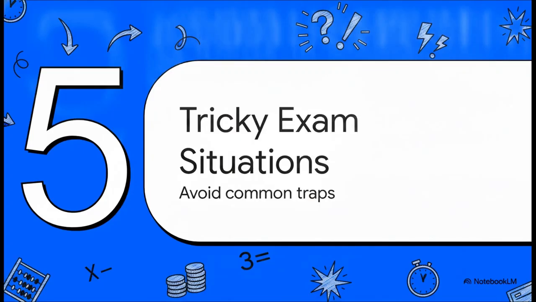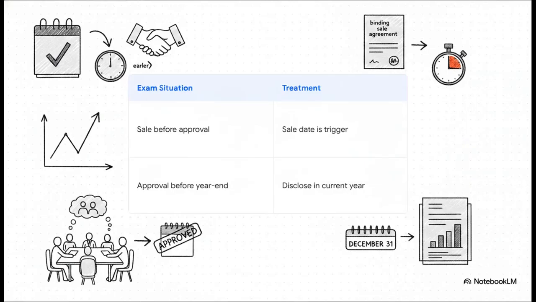Finally, Section 5. Conquering tricky exam situations. Let's jump right into our rapid-fire cheat sheet for the most common curveballs those examiners just love to throw at you. So the crucial point here is applying that earlier of rule we talked about. Take a look at the first situation. If a binding sale agreement is signed before the board even formally approves a plan, what's your trigger? Well, it's the date of that binding sale, simply because it happened first.